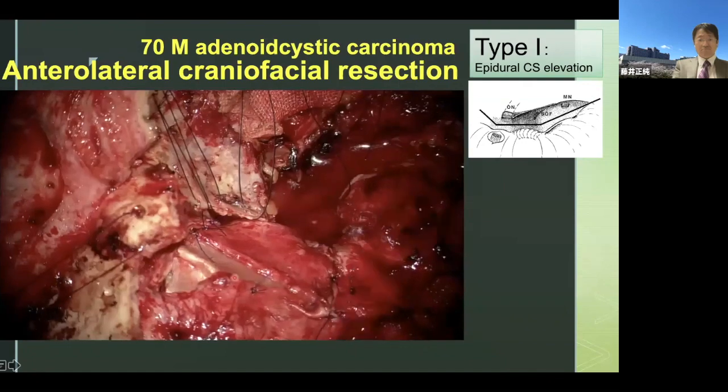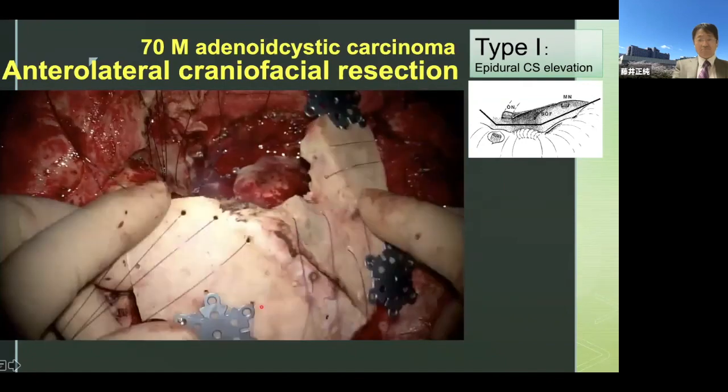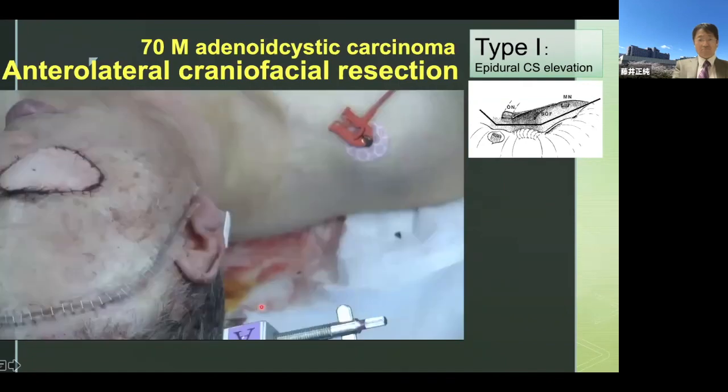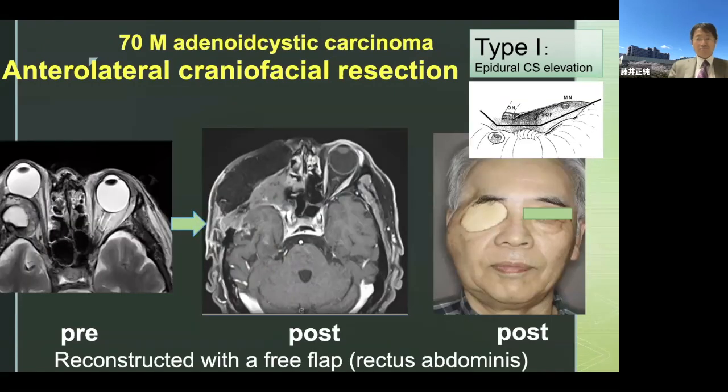And here we use fascia lata for reconstruction of the dural defect. And we use the free flap of the rectus abdominis. So this is the image. This is a preoperative image, and this is a postoperative image, and the tumor area is completely removed. And here is a postoperative photo.